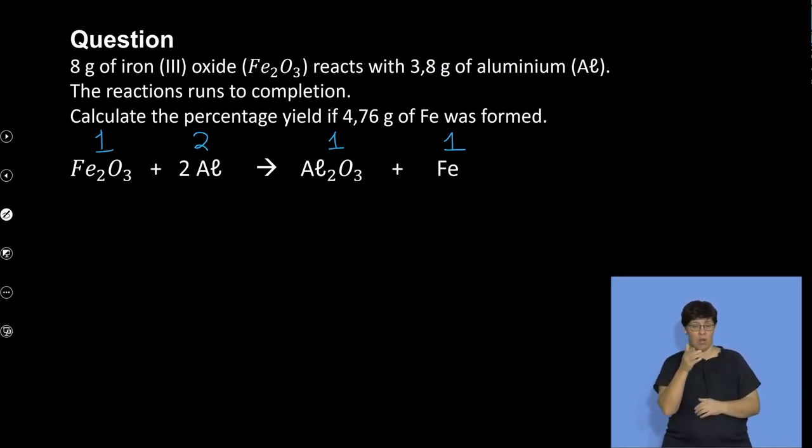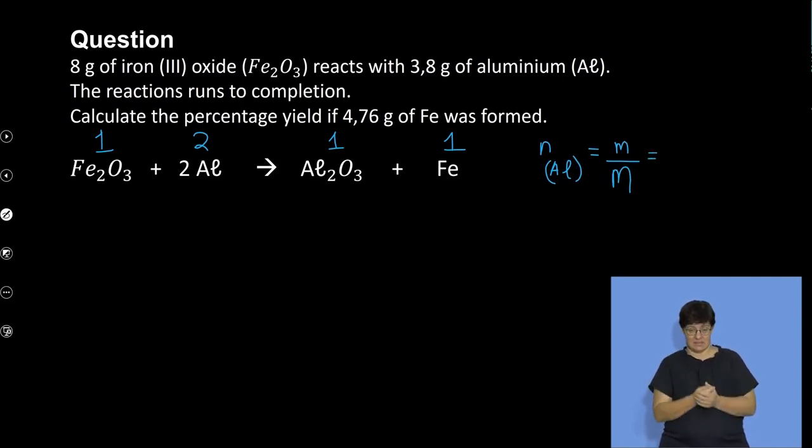So number of moles of aluminium is equal to mass of sample of aluminium over molar mass of aluminium. So what do we have there? It's going to be 3.8 grams divided by the atomic mass of aluminium, which is 27, right?